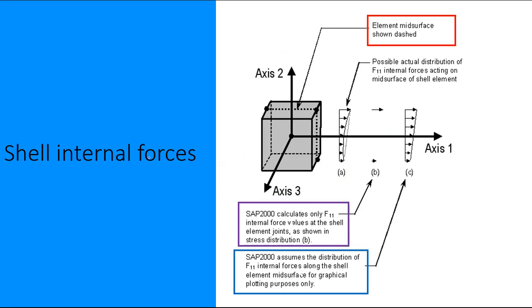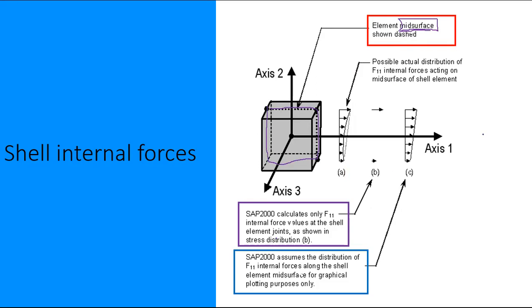Within that you can have everything, and depending on which section you initially idealize, whether a shell, membrane or plate, that will give you the results. But the default tab is shell results, shell stresses or shell forces. You can see these forces are calculated and given at the mid surface. Keep this in mind: mid surface stresses, this is the mid surface.